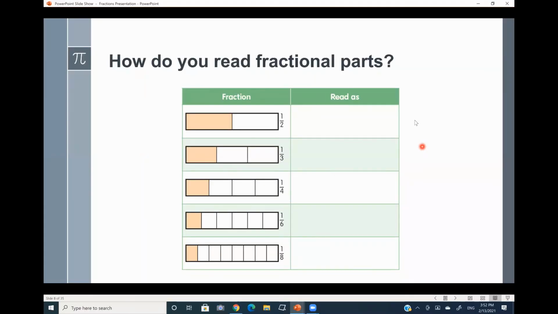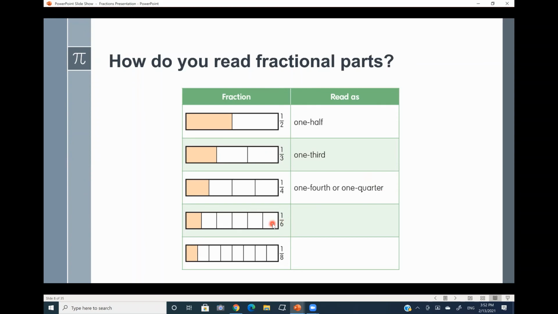Now the last part we're going to do is how do we read the fractional parts. The first one, if you notice, is a whole divided. One part is shaded out of 2. So this one is going to be called 1/2. The next one represents the same whole, but this time one part is shaded out of 3 pieces. That's going to be called 1/3. The same whole now is divided into 4 equal pieces. One of them is shaded, so it's going to be called 1/4.